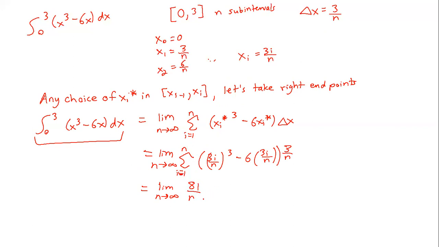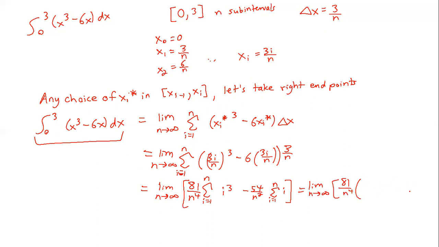And then we said, okay, I'm going to choose our x_i star to be the right endpoints. So it's going to be like 3/n, 6/n, et cetera, all the way up to 3n over n, so up to 3. So this is going to be equal to the limit as n goes to infinity of the sum from i equals 1 to n of, and so now we have to plug in the endpoints. Like we just said, these are really the right endpoints of every interval. So we have (3i over n) cubed minus 6 times 3i over n, times my delta x, which I have here, which is 3 over n.